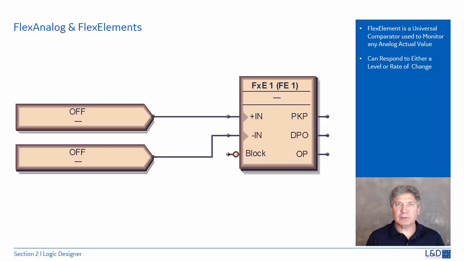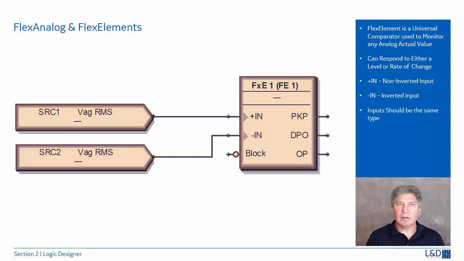Now, there are two inputs. There's the non-inverted input, plus N, and the minus N, which is the inverted input. If you were to place the flex analog only on the inverted input, the result displayed on the flex element would have a negative value. Now, when you're using the flex element, the flex analog inputs must be the same. So, for example, if you were to compare the voltage between a main and a tie. As with both elements, there are 3 flags: the pickup, the dropout, and the operate flags.